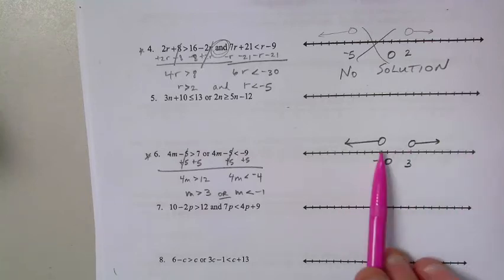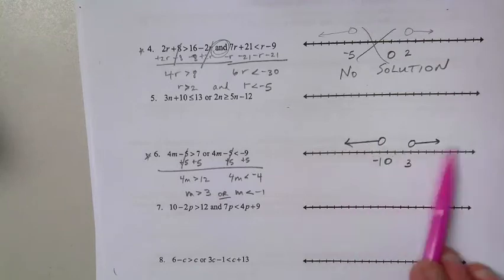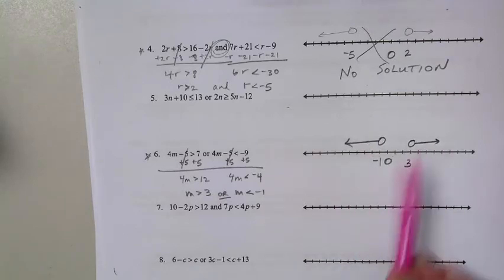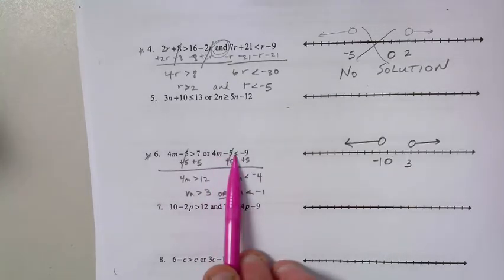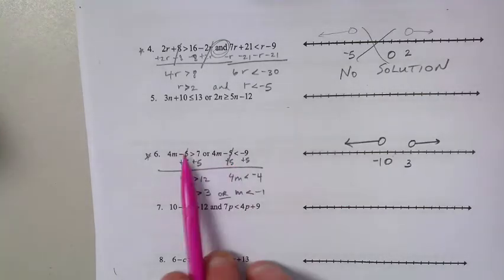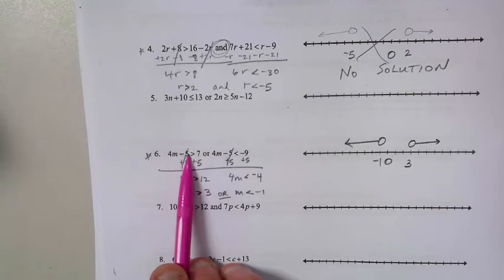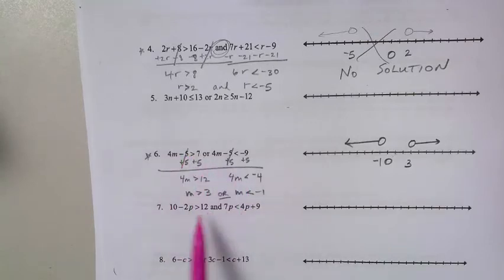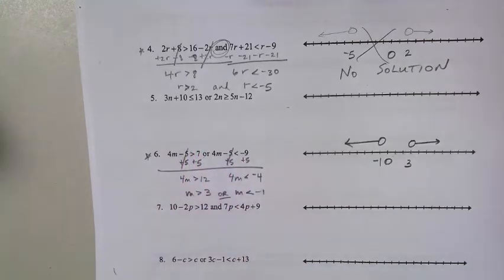So if I take one of these, let's say 4. 4 times 4 is 16. Minus 5 is 9. Is 9 less than negative 9? Nope. Well, let's go to this other one. 4 times 4 is 16. Minus 5 is going to be 11. Is 11 greater than 7? Yes. So as long as it passes one of these two, one or the other, you're good to go.